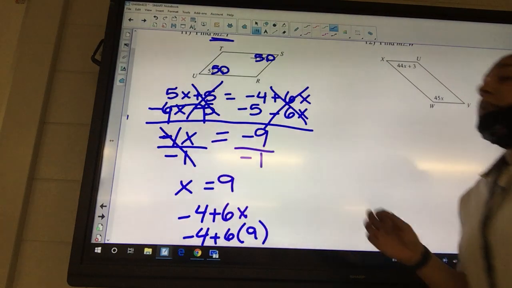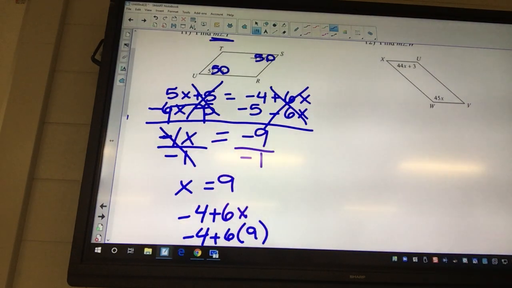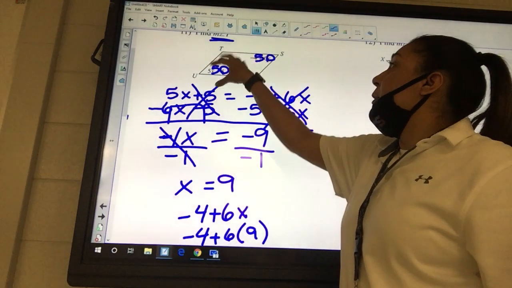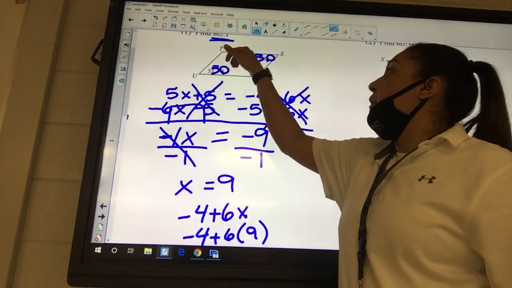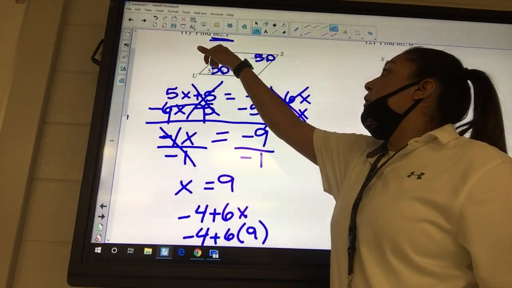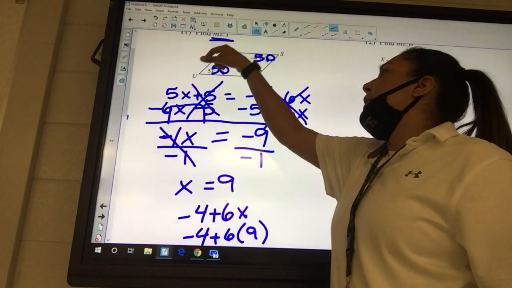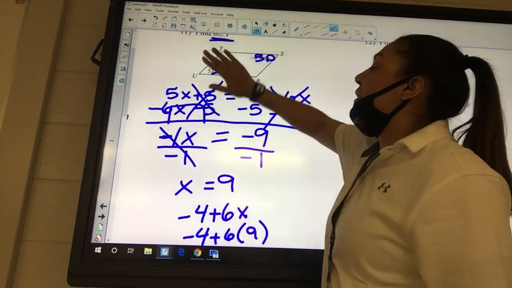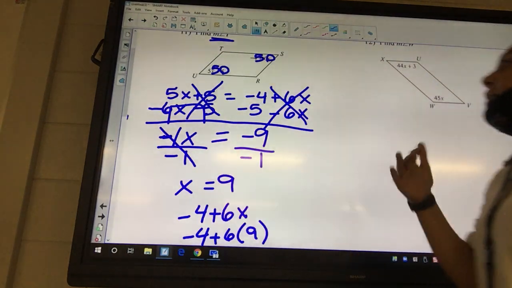Now, what are they asking you to find? What angle? T. Okay? Is T going to be the same side or opposite sides as these? Opposite sides. Wait. Okay? Well, I mean, no. It's same side, but it's like opposite of these ones. Okay? So it's going to be a same side.